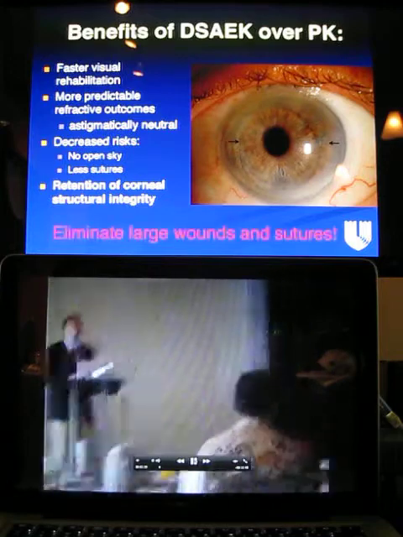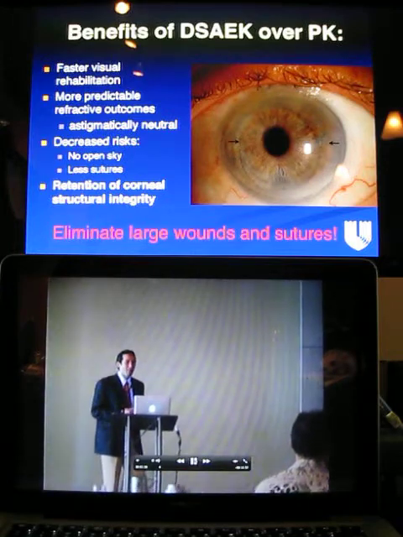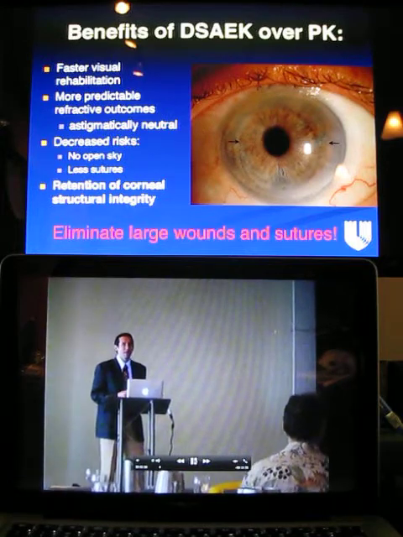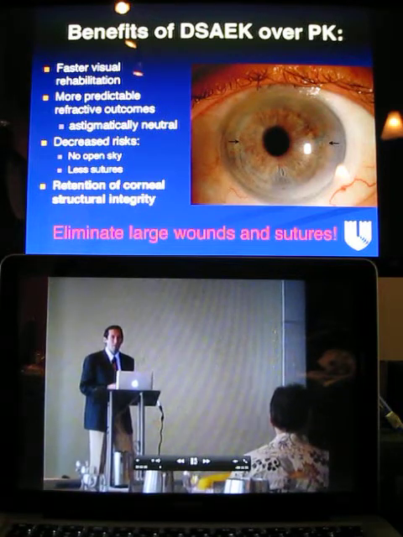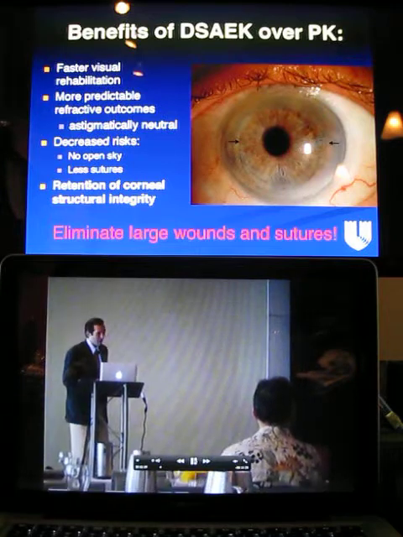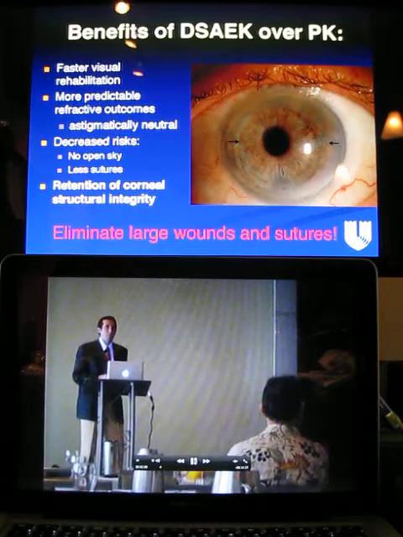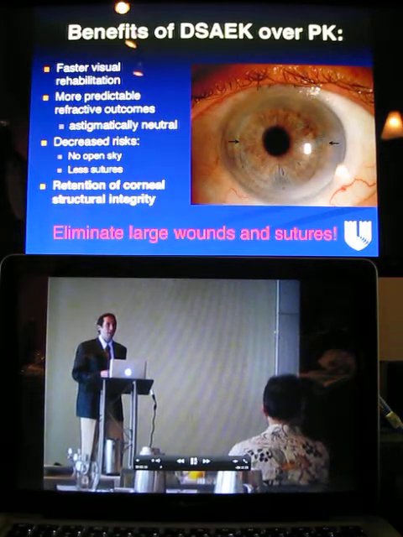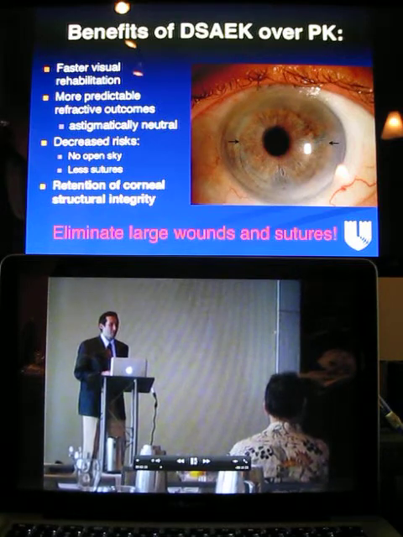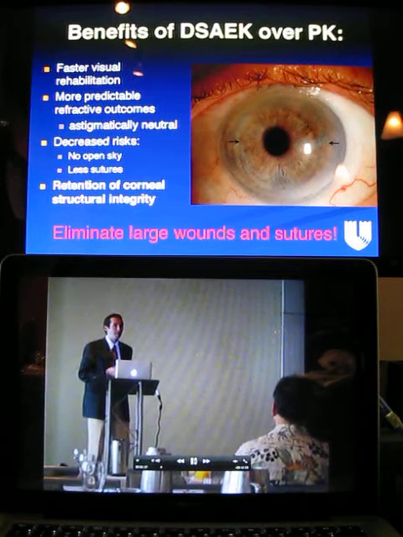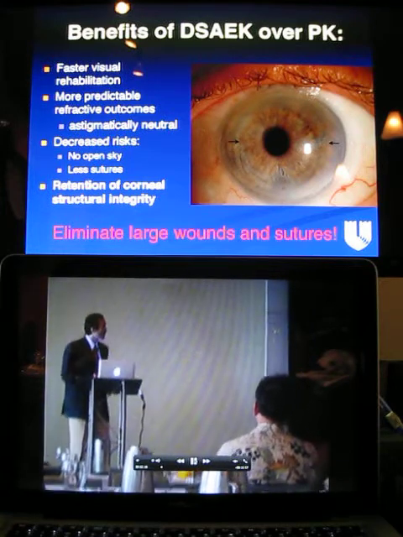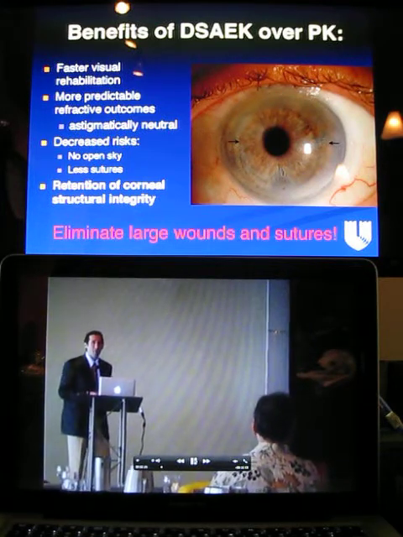The DSAEK technique accomplishes this by eliminating the large wounds and eliminating the long-term complications related to sutures. In turn, DSAEK leads to a faster visual recovery, more predictable refractive outcomes with an astigmatically neutral procedure, decreased operative risks, decreased risks of infection, and most importantly, retention of the structural integrity of the eye.